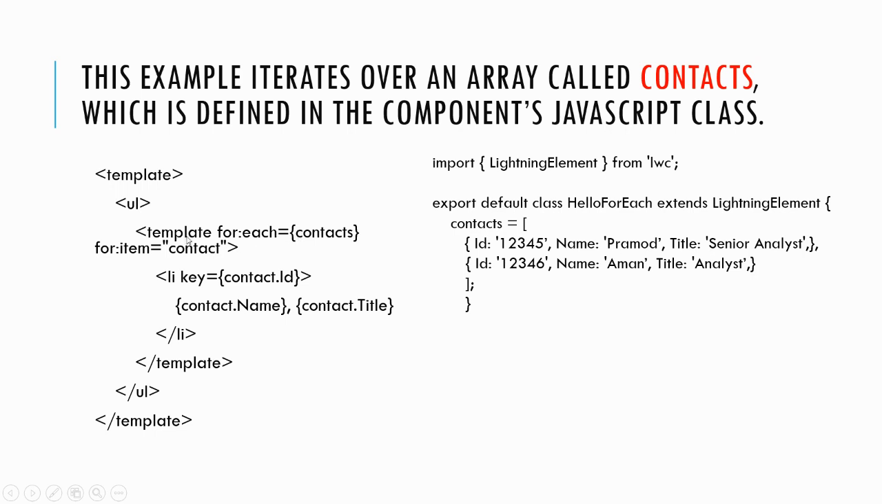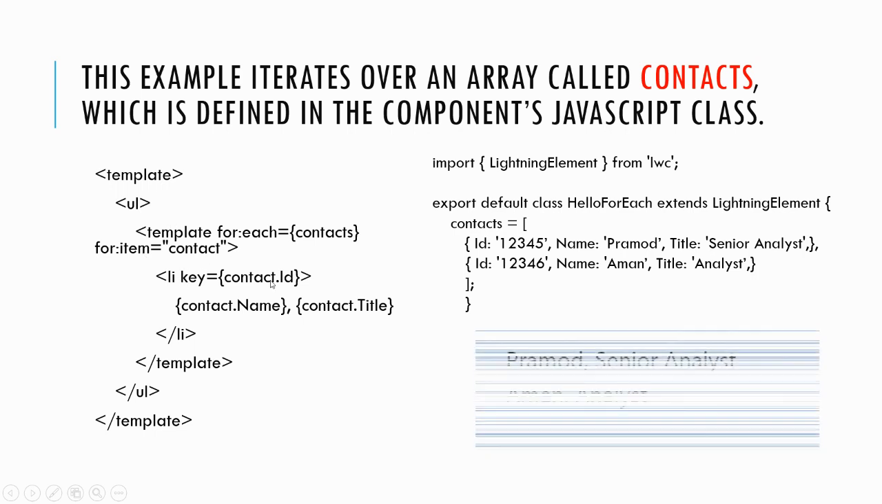So what we are using is a template directive, or you can say a nested template, for example, a template inside a template. Then we are using for:each={contact}. Contact is the name of the list which we defined in the JS file. Then we are trying to find the item, so that's why we are using for:item="contact". Then we are using key as a unique identifier, which is contact.id, because id will be unique in this case. Then we are using contact.name and contact.title.